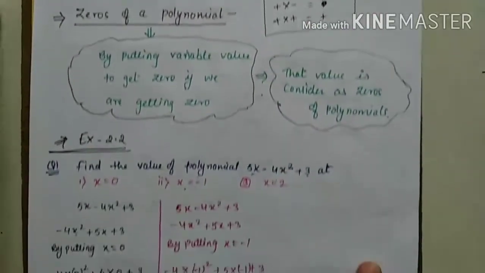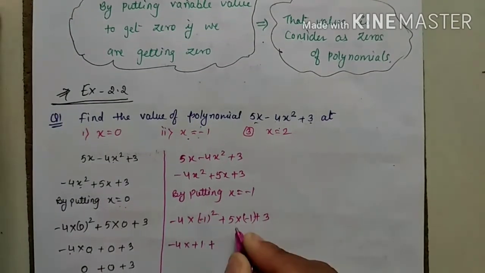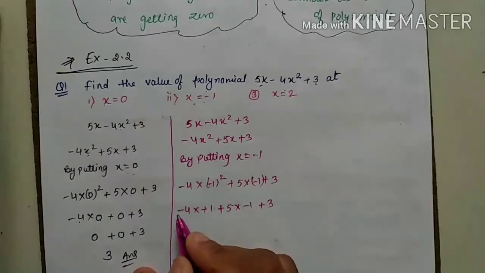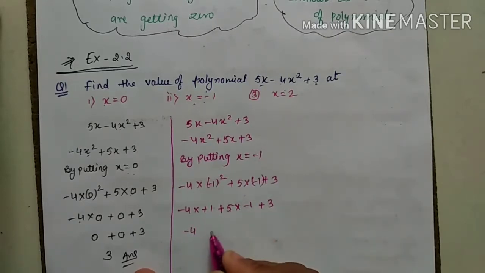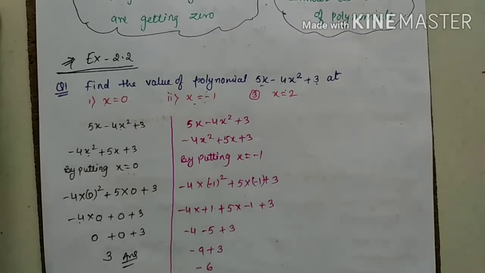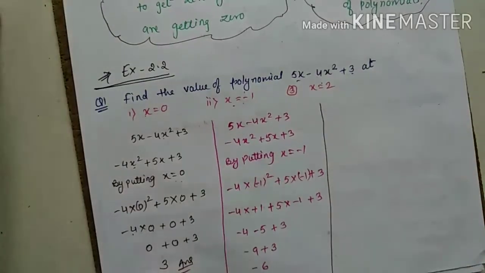Correct. Now, minus is multiplied 2 times, that's why it becomes plus, and 1 square is 1, as you already know. Plus 5 into minus 1 plus 3. Minus 4 into 1 becomes minus 4. 5 into minus 1 becomes minus 5, plus 3. Minus 4 minus 5 is minus 9, plus 3. What are you getting? Minus 6. This is the answer of that question. Is it clear? Now come to the last one of this question.